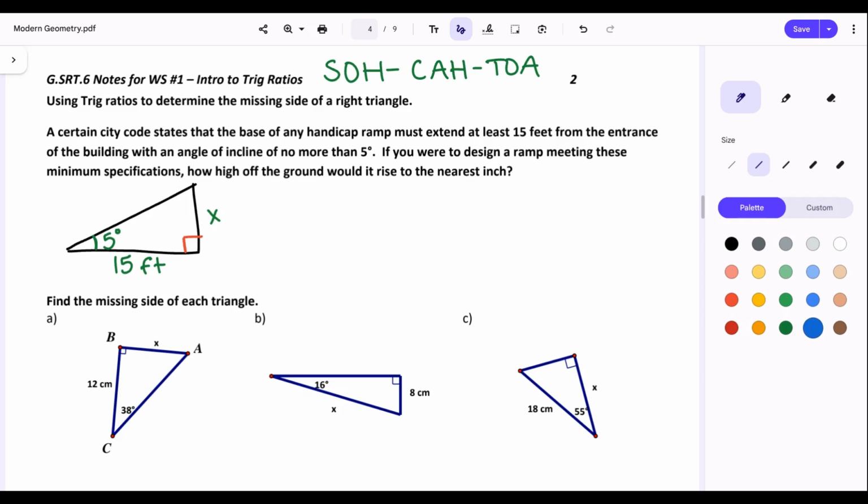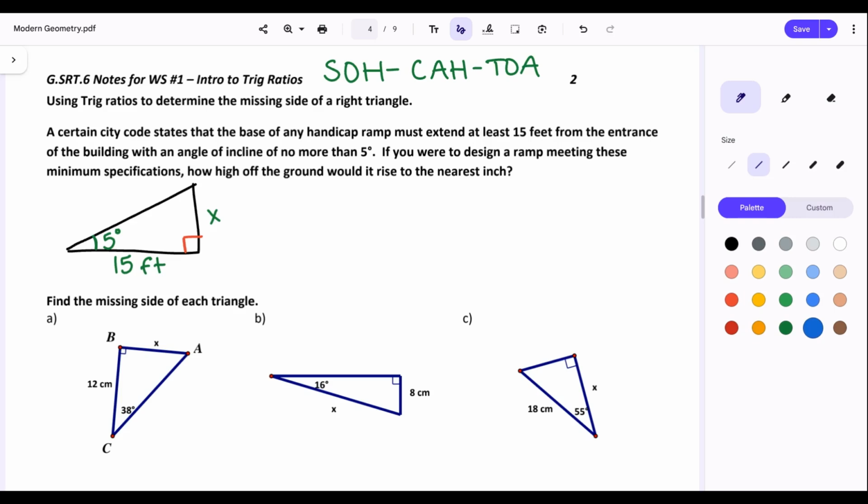Now, when we set up sine, cosine, and tangent, we don't ever use the right angle to help us do that. It doesn't quite work if we're trying to use the right angle to set up sine, cosine, or tangent. We always want to use one of the other two angles. In this case, I want to use the 5 degrees because that is the only angle measurement that I'm given. I could find the other one, but since they gave me the 5, I'm just going to go ahead and use that.